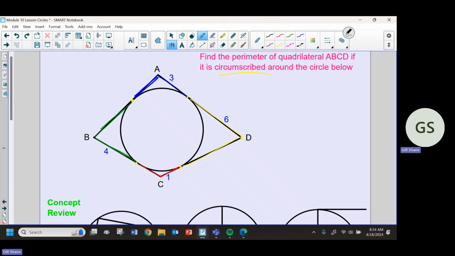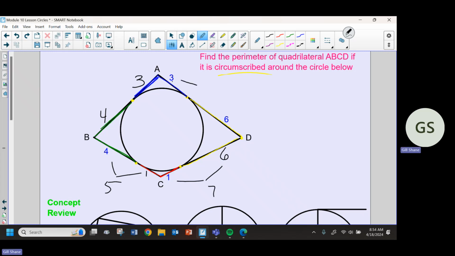So if that is 3, that's 3. If that's 4, that's 4. If that's 1, that's 1. If that's 6, that's 6. Now you have all the pieces, all the segments. You just add all of them up. That's the definition of perimeter. You just add every single number up. 6 plus 1 means this side is 7. Well, 1 plus 4 means this side is 5.